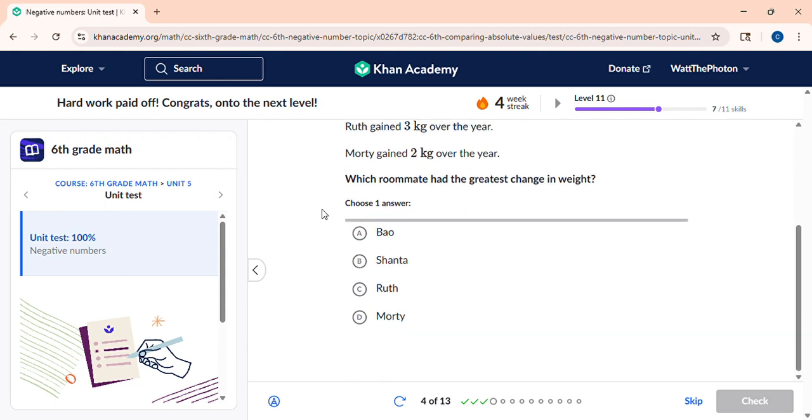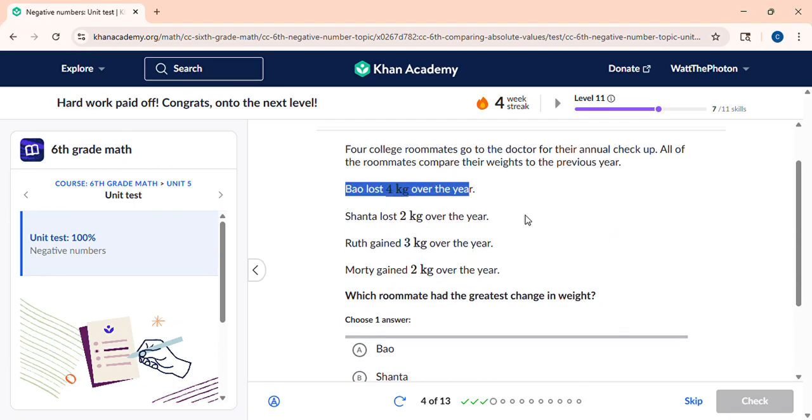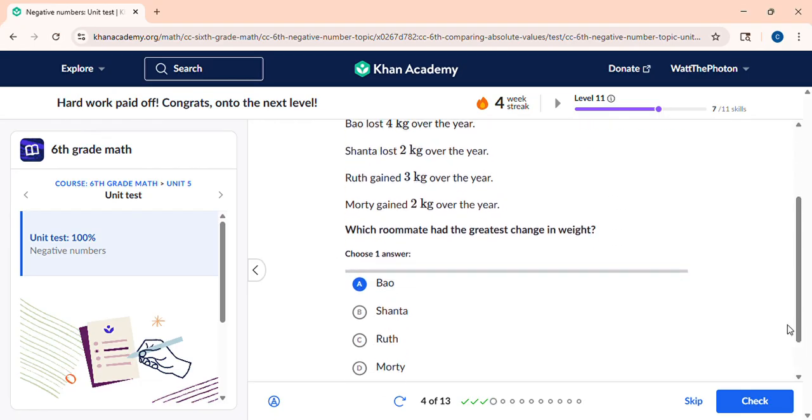Kilograms. So that's what, 2.2 pounds? Which had the greatest change in weight? Bale. Hopefully that's a healthy change in weight. 8.8 pounds.